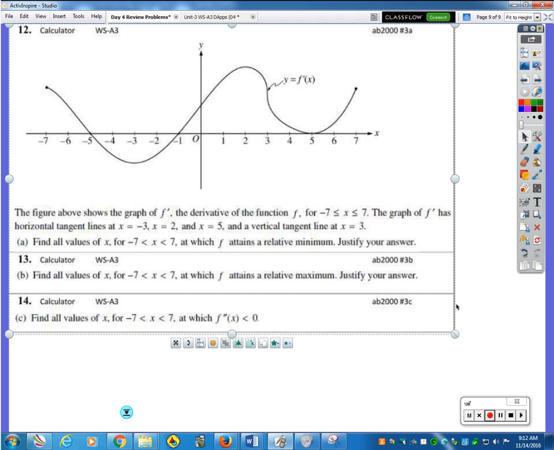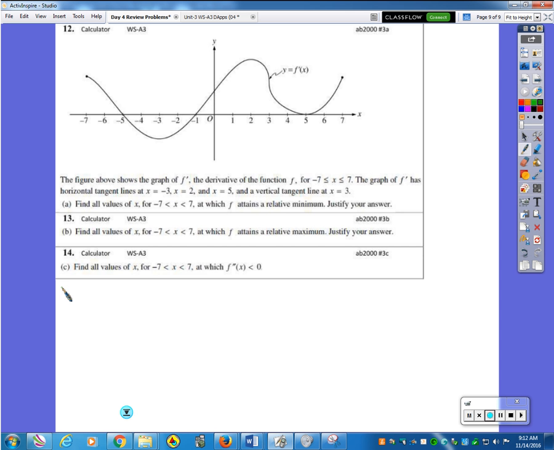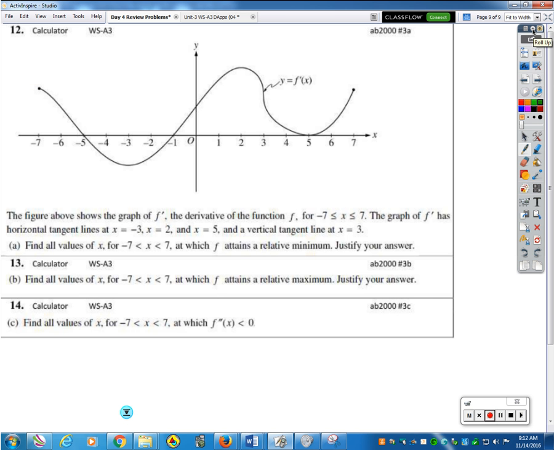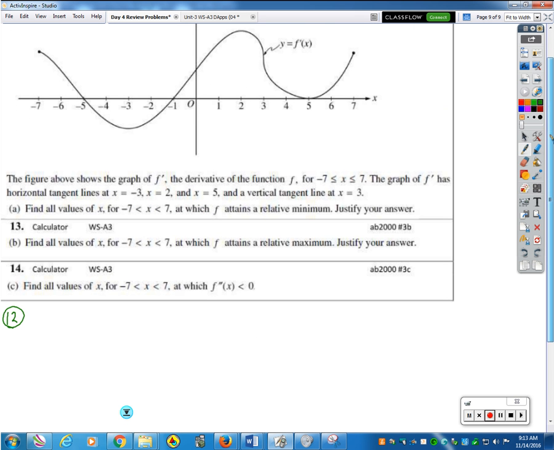Graph of F prime. It says find all values at which F attains a relative minimum, justify your answer. So here's what I would write for number 12. Let's use this so I can see it a little better. I'd say F has a relative min when F changes from decrease to increase.